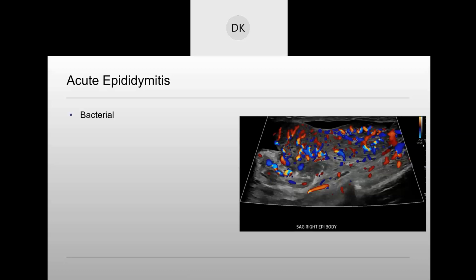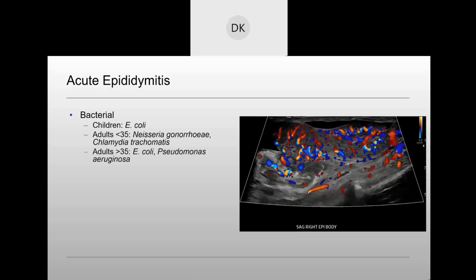So this is usually bacterial, and it depends on the patient age, actually. In children, it's often due to E. coli. In adults less than 35, it's more commonly a sexually transmitted disease. So we'll see gonorrhea and chlamydia. But then over 35, E. coli again becomes more common, as well as Pseudomonas. And it's typically due to retrograde spread of the organism from the urethra or the prostate gland.